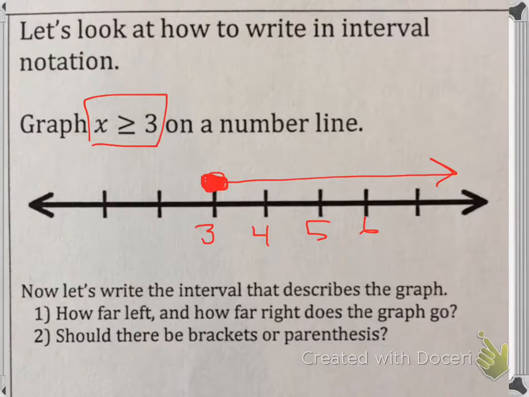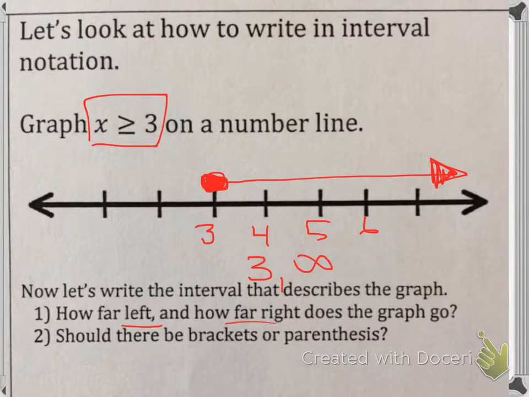So now let's write the interval that describes this graph. So the question is, how far left and how far right does the graph go? Well, how far to the left does the graph go? The furthest it can go is 3. How far right does the graph go? Well, this arrow here on my graph means forever. In math, forever means to infinity.